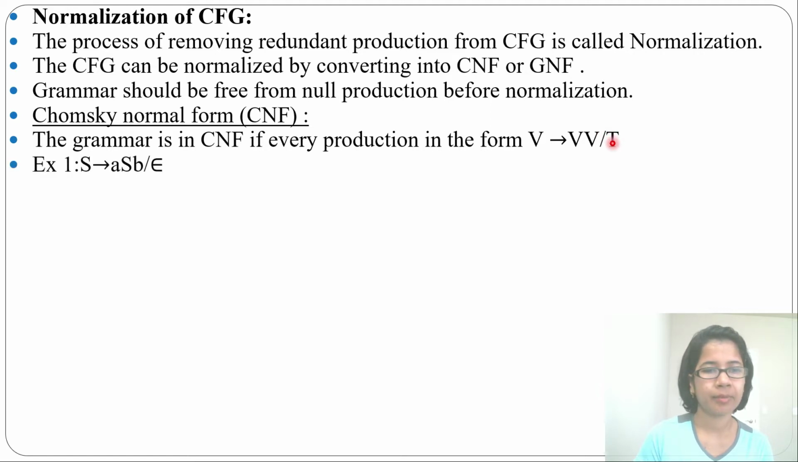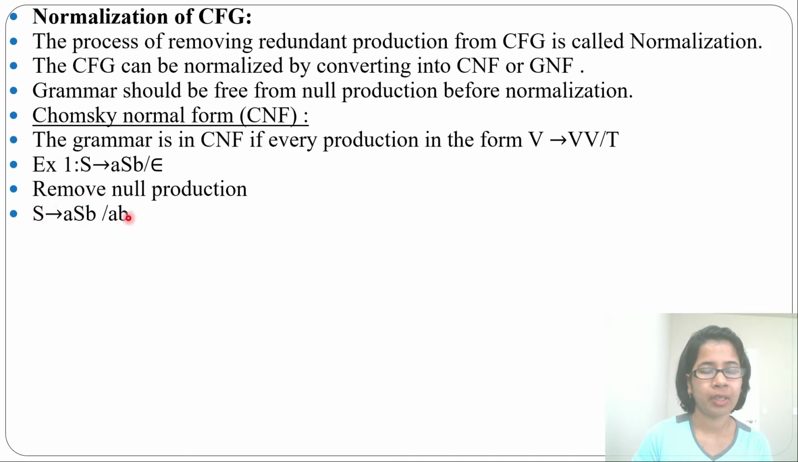Let's see some examples. First example, S tends to ASB or epsilon. Here epsilon is given. So first we need to remove this null production. After removal of null production, it will be S tends to ASB or AB. In place of S, we just substitute epsilon. So we got AB. Now, in this grammar, there is no null production. Let's find the CNF for this.